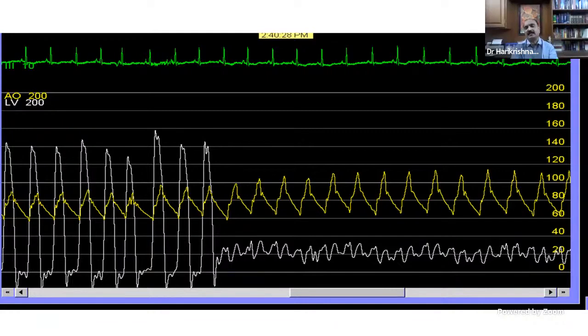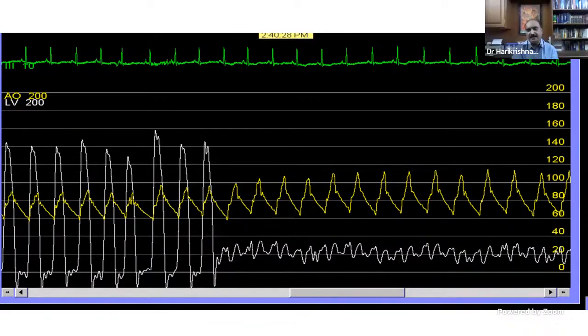No, the other one is static. The catheter is in the ascending aorta. It is static. There is no pullback in the ascending aortic pressure. The aortic pressure is the same. Only the white tracing is a pullback. The yellow tracing is static. Pullback is from where to where? LV to LA.